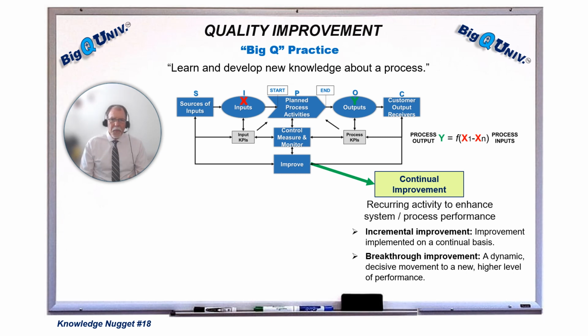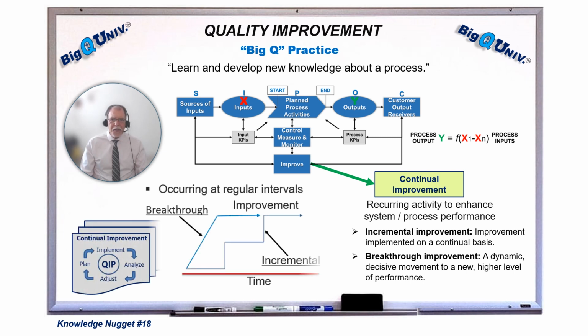Now, continual improvements should really be part of a broader continual improvement strategy that addresses changes in quality objectives and strategic direction of the organization. And continual improvement should be occurring throughout the organization on a regular basis, on regular intervals.